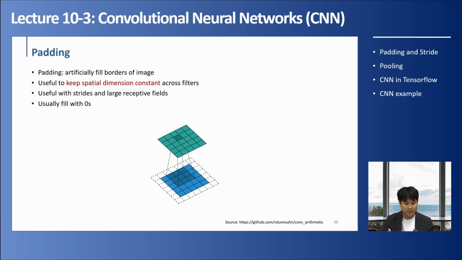Here we can introduce a technique called padding. And padding simply refers to artificially filling the borders of the image, as shown in this example over here. The reason why we do this is because we want to keep the spatial dimension constant across different filters. In other words, we want the shape of our output, or the results of the convolution operation, to be identical to that of the original input. And the way we do this is by adding these additional pixels around the borders. Now, these borders are typically filled with zeros, and we call this zero padding.